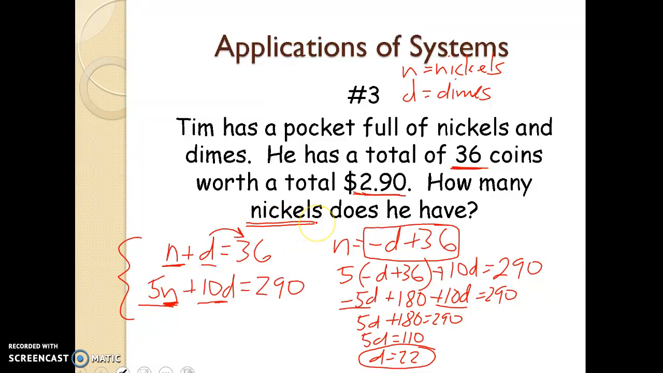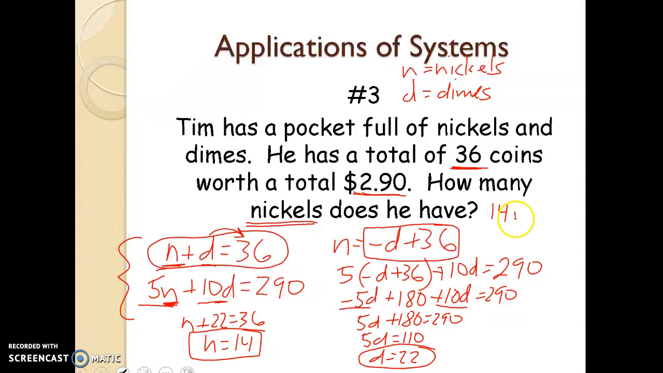The answer that they want to know is how many nickels do you have? So I'm going to use this equation here. I have N plus D, but D is 22, and that equals 36. So if I subtract 22 from both sides, my number of nickels is going to be 36 minus 22, which is 14 nickels. And so I want to make sure I go back and answer the question.